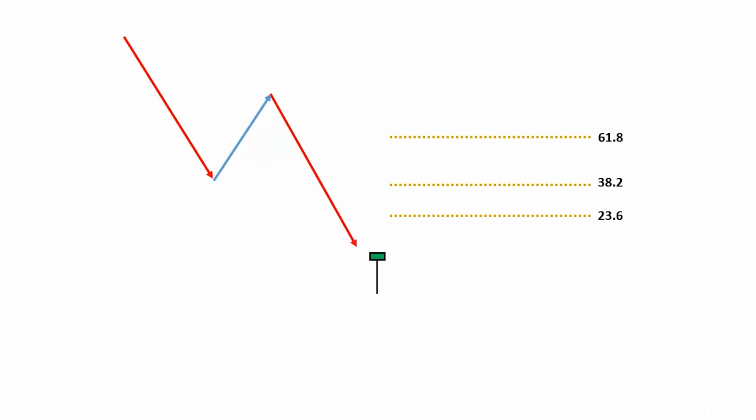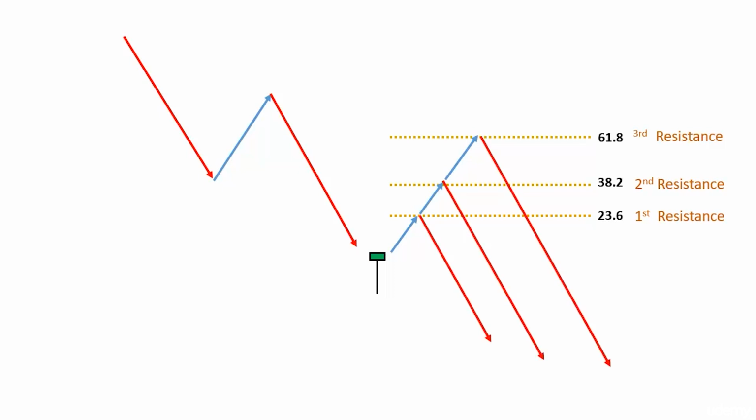Here, the Fibonacci retracement levels will act as the resistance for this downtrend market. If price breaks the first Fibonacci level, then the second Fibonacci level will prevent price from going further up. And if price breaks the second Fibonacci level, then the third Fibonacci level will act as the next resistance and hence will resist price from going higher. So these are the levels from where price tends to take a U-turn and move towards the original trend direction.